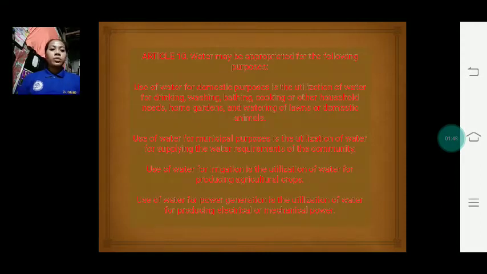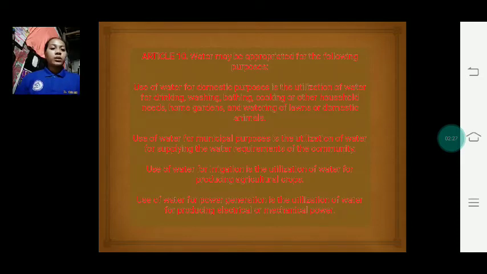In Article 10, water may be appropriated for the following purposes. This Article 10 covers the important uses of water. First, use of water for domestic purposes is the utilization of water for drinking, washing, bathing, cooking, or other household needs, home gardens, and watering of lawns or domestic animals.